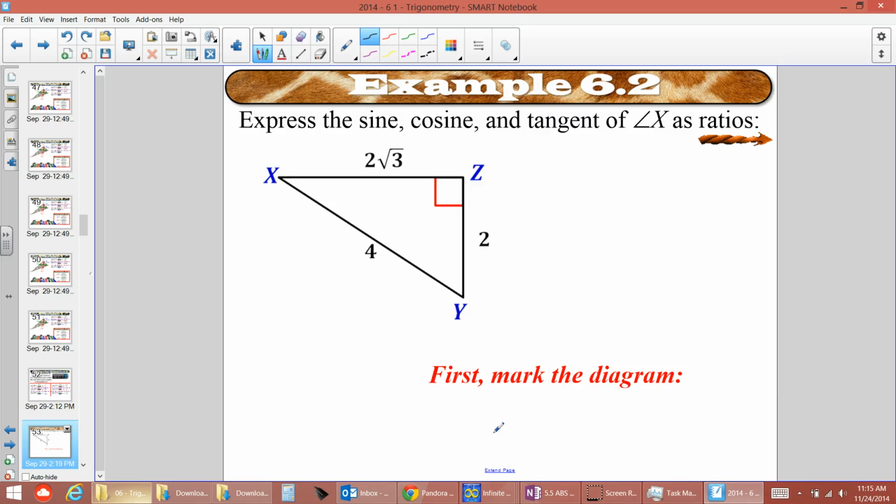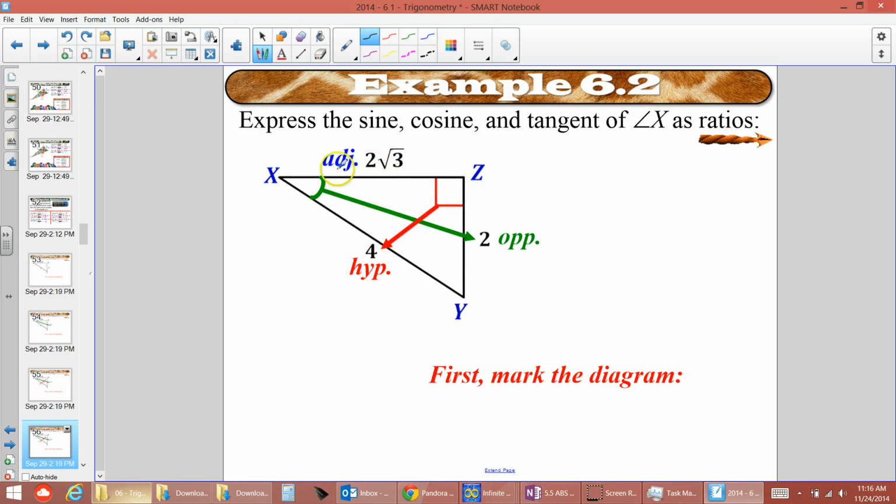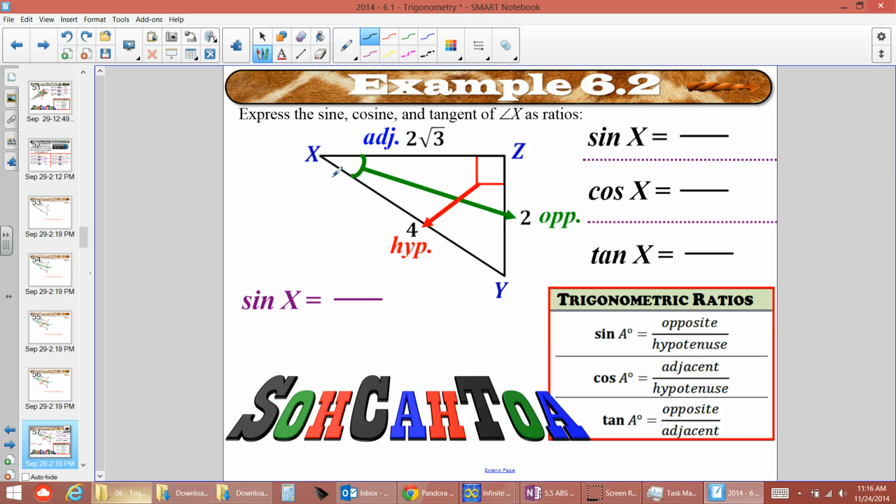Okay, so now it says express sine, cosine, and tangent of angle X. We're going to express it as ratios or fractions. So we're going to label the entire picture according to angle X. And 2 is opposite, 4 is the hypotenuse, and 2 root 3 is the adjacent side. It's helping create the angle X.